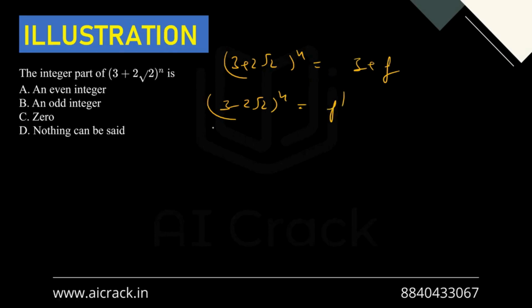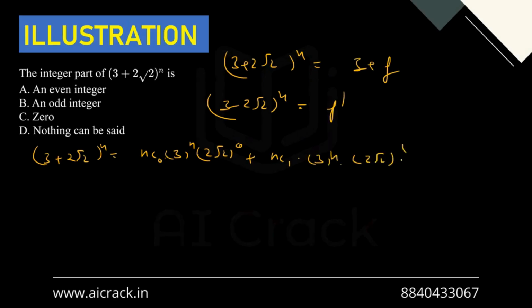Now if I try to add both of them, let's first expand (3 + 2√2) raised to the power n. I'll get nC0 · 3^n · (2√2)^0 + nC1 · 3^(n−1) · (2√2)^1 + nC2 · 3^(n−2) · (2√2)^2 and till nCn · 3^0 · (2√2)^n.